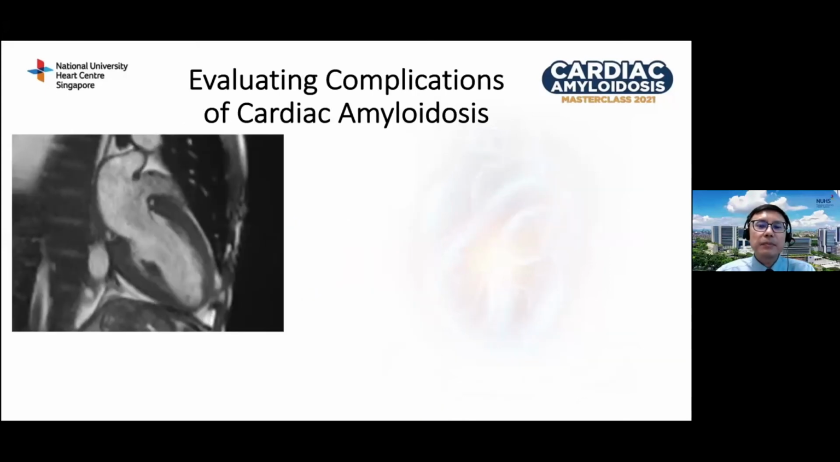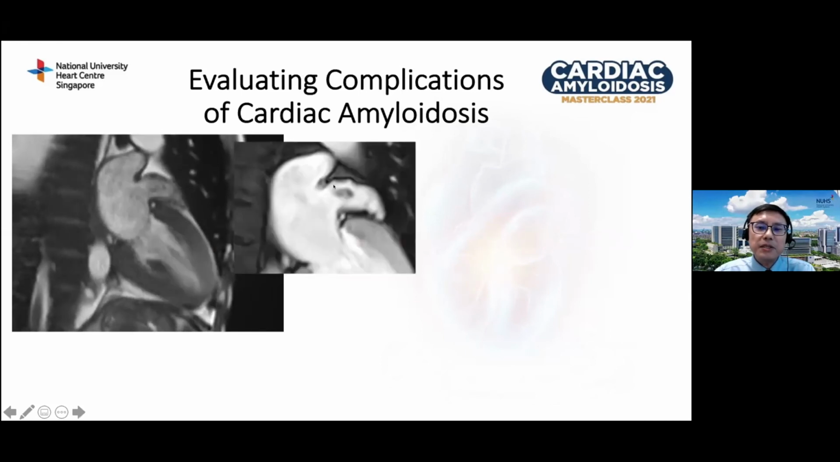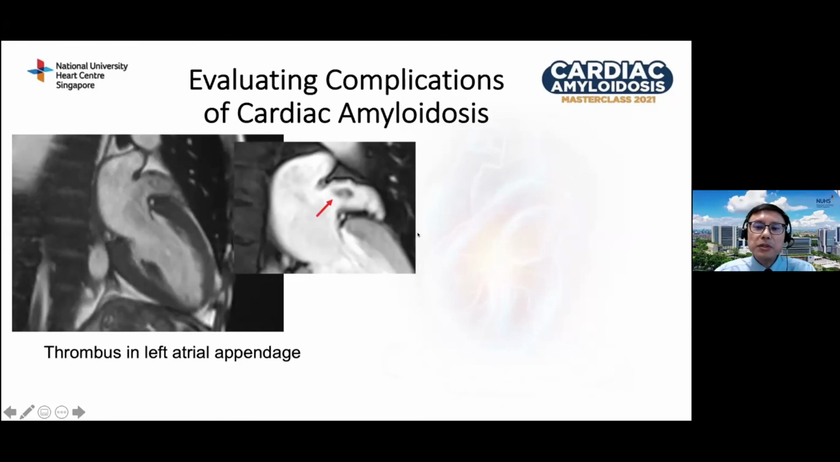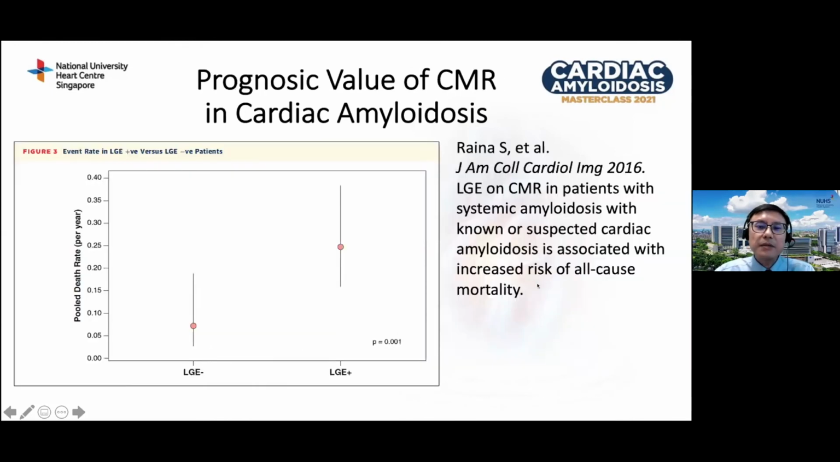All right. We can use CMR to evaluate cardiac complications of cardiac amyloidosis. And this is one patient here, and you can see there's something in the left atrial appendage. And after we give contrast, you can see there's a little thrombus in the left atrial appendage. Okay, so thrombus formation is quite common in cardiac amyloidosis. We can also use CMR to evaluate pericardial effusion and pleural effusion, as in this particular patient, which is due to the heart failure. Okay.